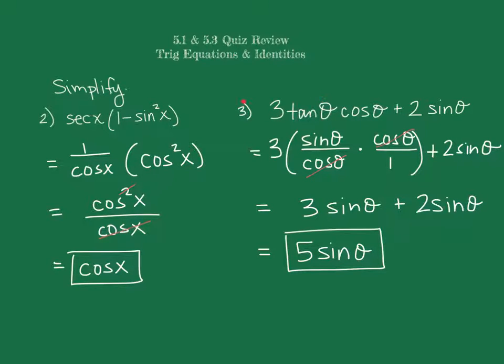For number 3, we rewrite tangent theta as sine theta over cosine theta. Sorry guys, had a frog in my throat. Then we can multiply by cosine, which you can rewrite as cosine of theta over 1. I didn't have to rewrite anything with this term since it's already in terms of sine or cosine. Then when we multiply our fractions, we can cross cancel, being left with 3 sine theta plus 2 sine theta, and we can combine our like terms to get 5 sine of theta. Okay, moving on.